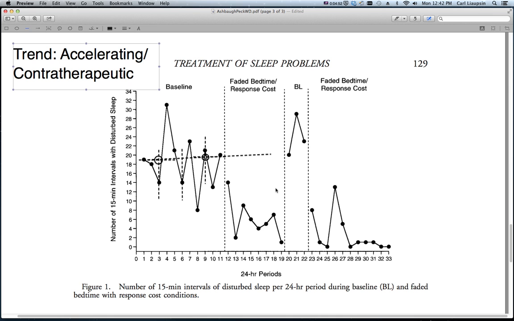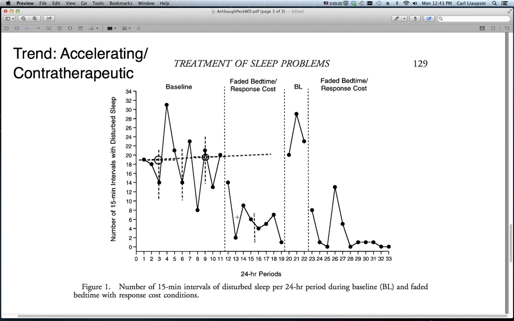Let's try once more with the second phase, the first intervention phase. How many data points? 1, 2, 3, 4, 5, 6, 7, 8. In this case, we have an even number of data points. So we need to divide those data points right here. So we have 4 on either side.